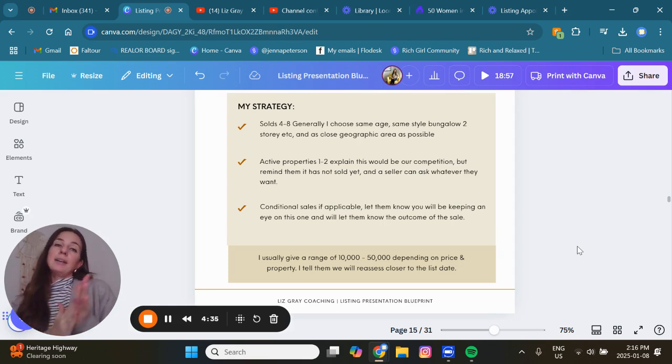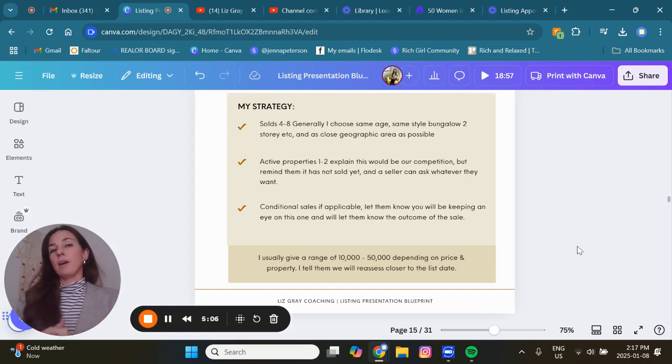Depending on the price of the property, I actually went to see a client's home today. It's a starter home, and they're going to be selling it for around the $450,000 mark. So we were talking about listing it between $450,000 and $460,000. We're hoping for about a $15,000 to $20,000 range. So there's less of a range because it's a lower priced home.